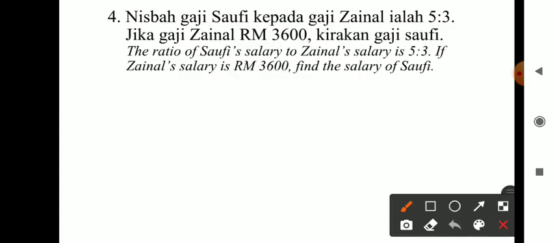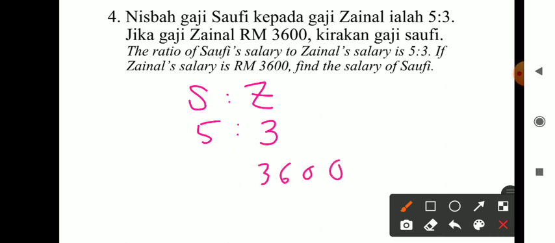This is also another very important skill to remember. The ratio of Sophie's salary to Zainal's salary is 5 to 3. So just write Sophie to Zainal, 5 to 3. Then it is said that Zainal's salary is 3,600, so you put it here under Zainal. Now you have to find Sophie's salary, the amount of salary Sophie received. So how?